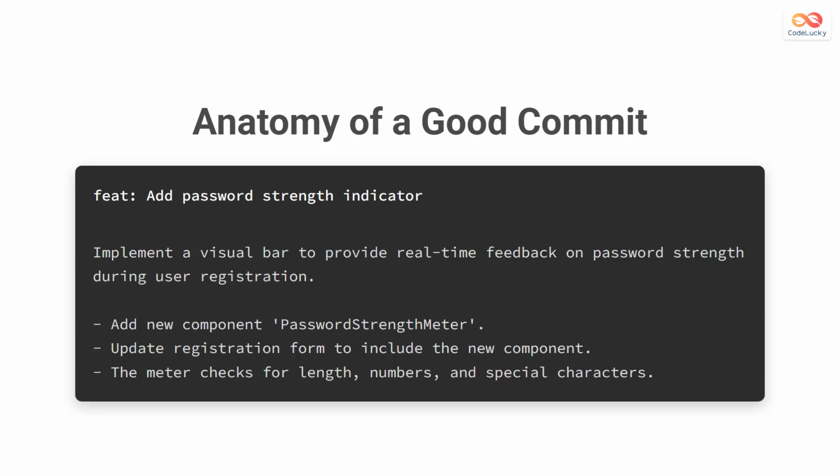Here is an example of a well-structured commit message. It starts with a short, imperative subject line, like "feat: add password strength indicator". The feat prefix indicates it's a new feature. After a blank line, the body of the message explains in more detail what was done and why it was important. This level of detail is incredibly helpful for anyone reviewing the project's history.